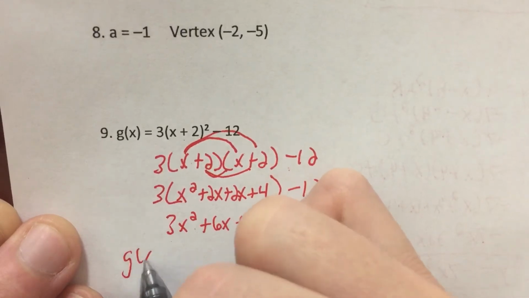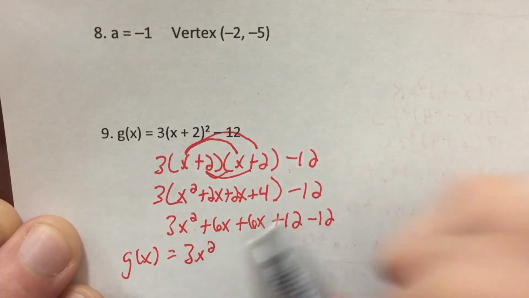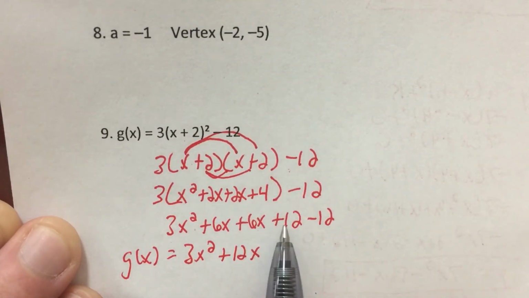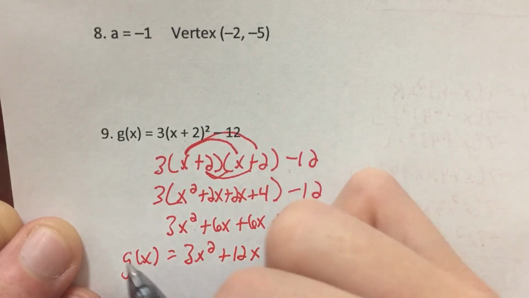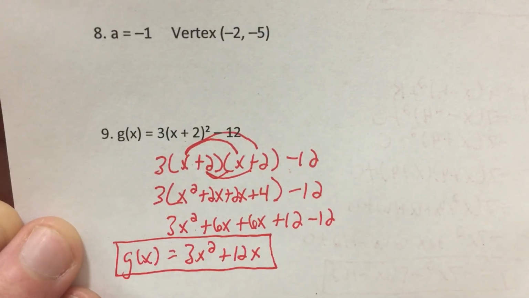Finally, when we combine like terms and get our final equation, 3x squared just drops down. 6x and 6x is 12x. And positive 12 minus 12 is 0. So I could write a plus 0, but that's just not necessary. If there's nothing at the back, if there's 0, feel free to just leave it out. Right? You end up with 2 terms on that one.